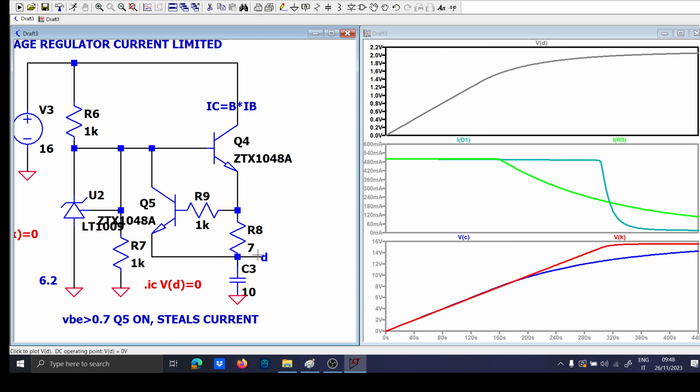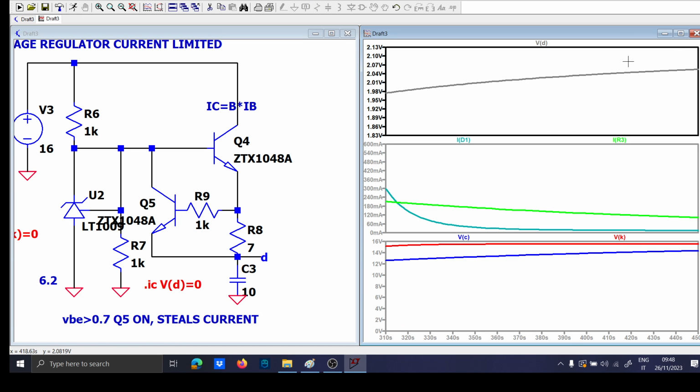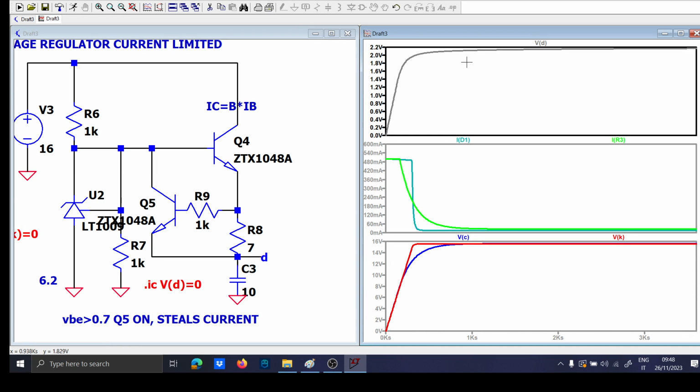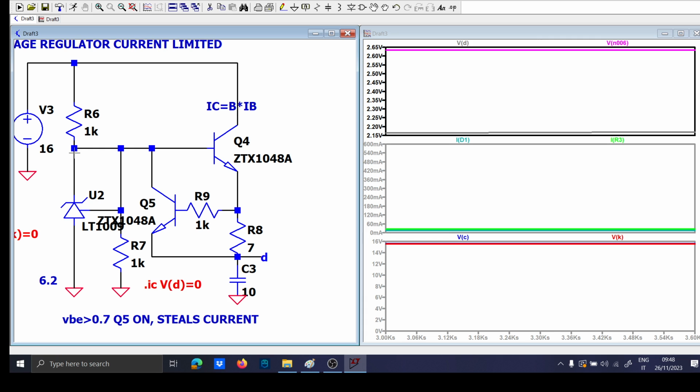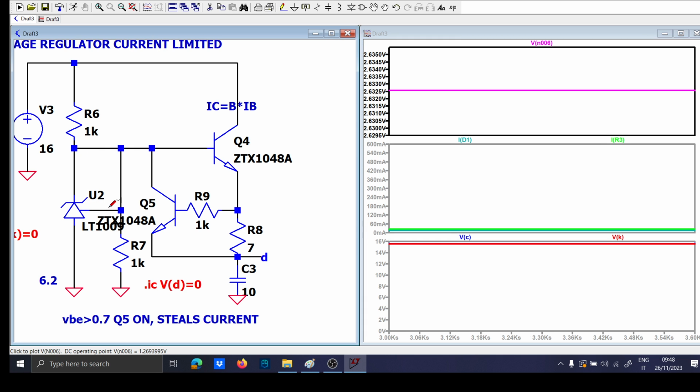The difference is that this time I have successfully clamped the voltage to which my capacitor is going to charge, which is 2.2. Sorry, it should be 2.5, by the way.